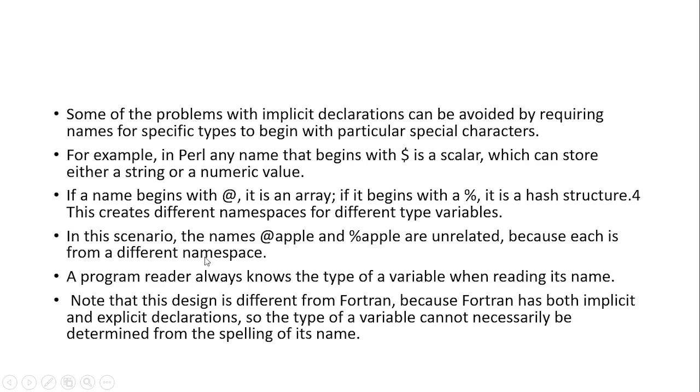A program reader always knows the type of a variable when reading its name because we have naming conventions. This design is different from Fortran, because Fortran has both implicit and explicit declarations, so the type of a variable cannot necessarily be determined from the spelling of its name.